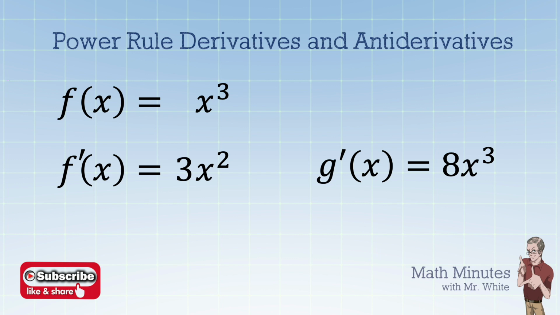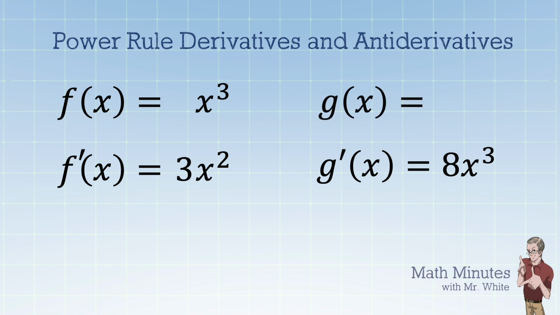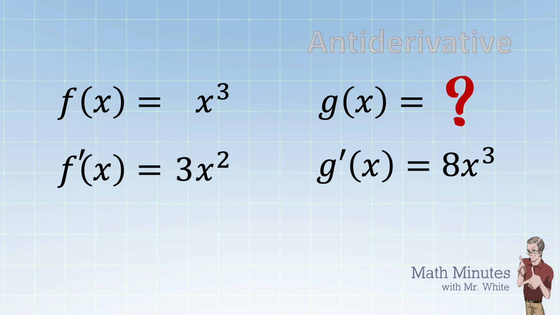So let's now put the vehicle in reverse and see if we can figure out what the original function was if I give you g prime. So I'm giving you g prime here. It's 8x to the third, and we're going to try to work up the board and figure out what the original function was, g of x. Now this is called finding the antiderivative, when you work so-called up the board and figure out what the original function was. So there is a procedure for that, and it's very similar to the power rule. We're just going to do it all backwards.